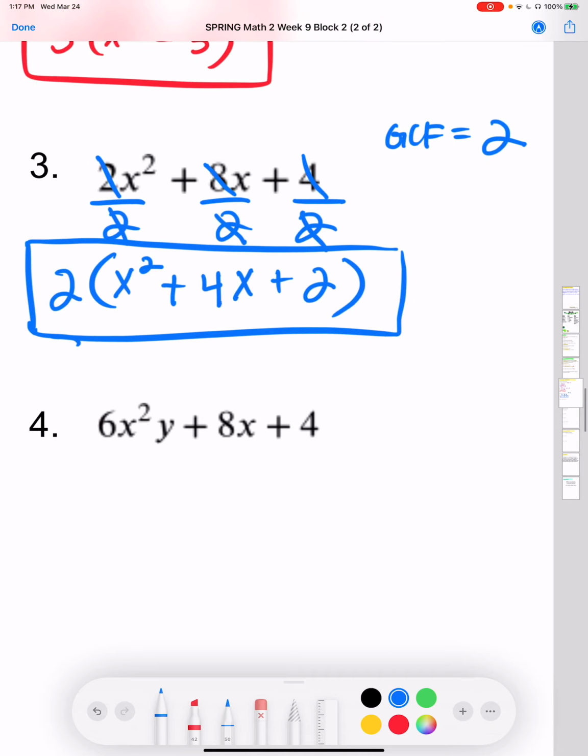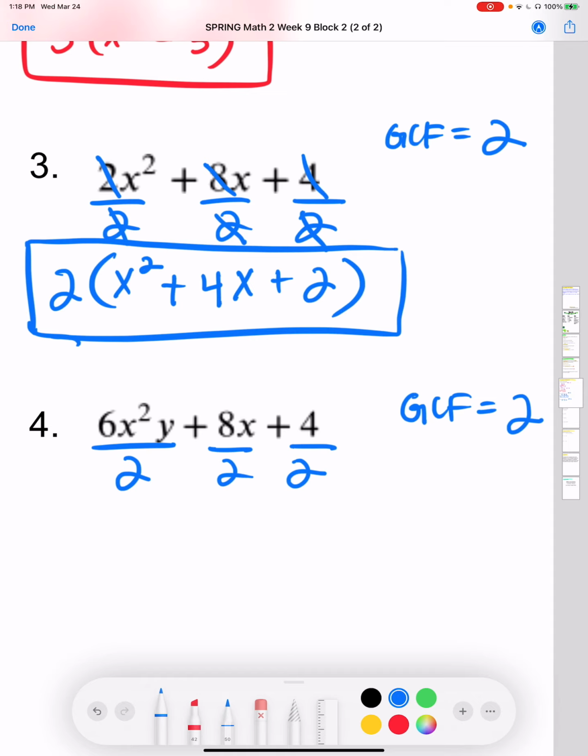The last one on this page is number 4. So again, we have 1, 2, 3 terms. This is a trinomial. Let's think of our GCF. Okay, so we have 6, 8, and 4. Our greatest common factor for this one is 2. Okay, 2 is the biggest number that is a multiple, I'm sorry, that is divisible into each of these. So let's go ahead and divide by 2.